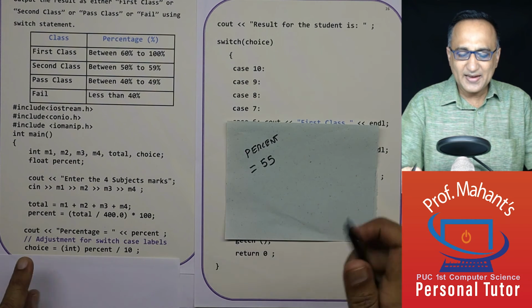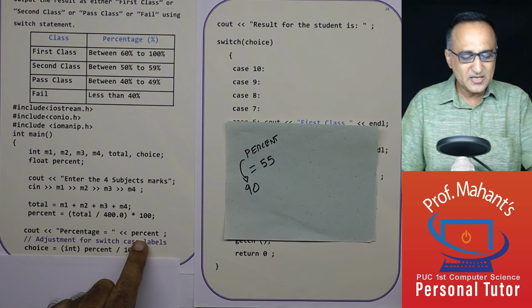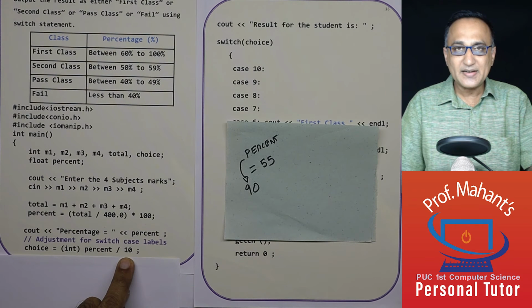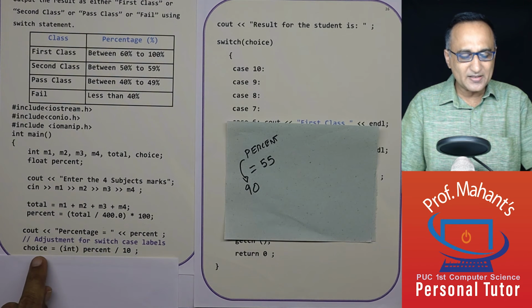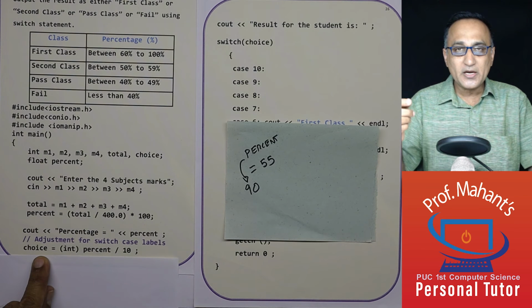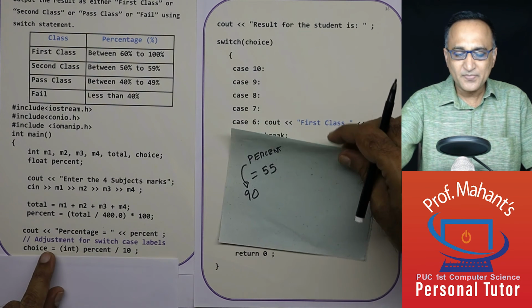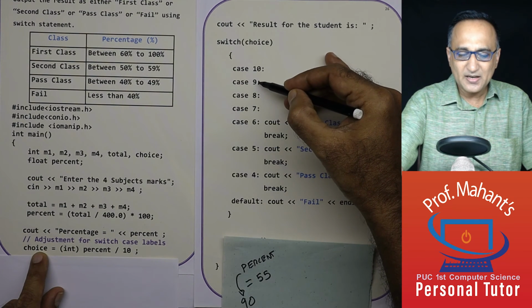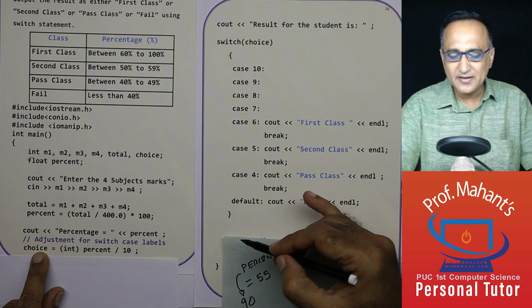Now let's say I get a percentage of 90. 90 upon 10 is 9, so choice ends up becoming 9. This is the adjustment so that the choice takes an integer value between 1 to 10. That is the reason we are doing this particular piece of logic. So let that be clear. Once choice is 9, I'll come here, and there is no code, so it will fall down to 6. It will print first class, it will hit a break, and then it will come out.